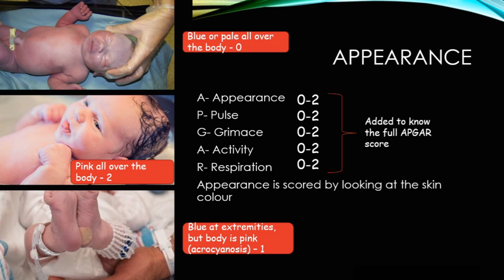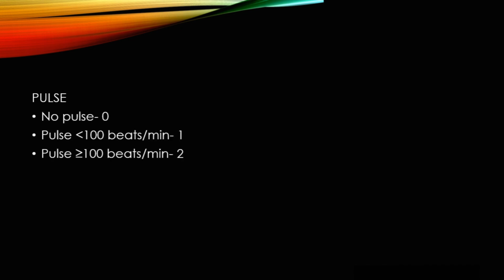Next field is pulse, which we get by assessing the heart rate. If no pulse is there, it means a score of 0. If a pulse is there, which is less than 100 beats per minute, then a score of 1, and if it's equal to or more than 100, then a score of 2 will be given. That means the baby's pulse is adequate. The normal pulse rate of a newborn should be 120 to 140 beats per minute.